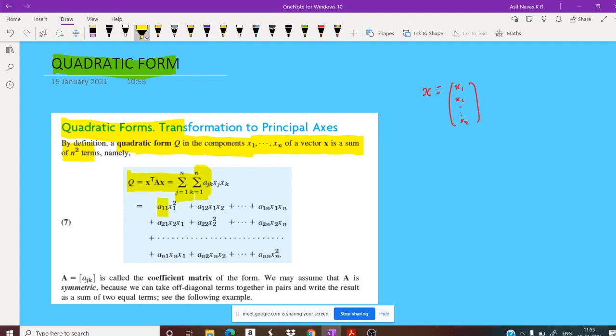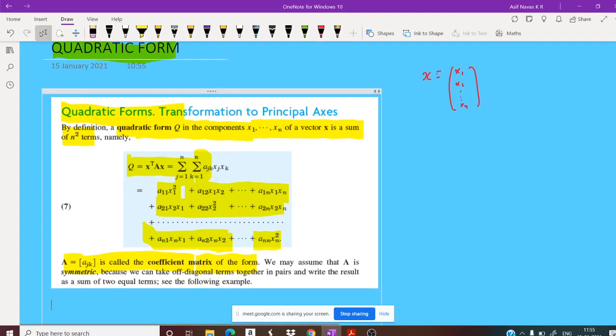Okay, that is a11 x1 square plus a12 x1 x2 plus a1n x1 xn plus etc., a1n xn x1, an2 xn x2, etc., ann xn square, where a_jk is the coefficient matrix of the form. Okay, and we may assume that the coefficient matrix is symmetric.